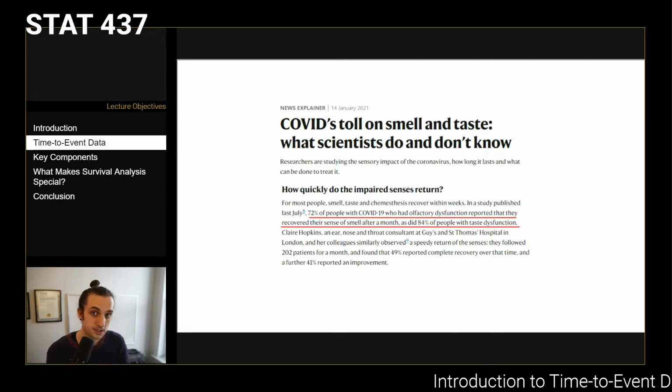The general sense of time to event data is, as the name would suggest, it's data on how long it takes until some event that we care about happens. So to make this concrete, one of the symptoms of COVID-19 is the loss of your sense of smell or taste. And so you could ask, how long from the onset of this symptom will it normally take for someone's sense of smell or their sense of taste to return?